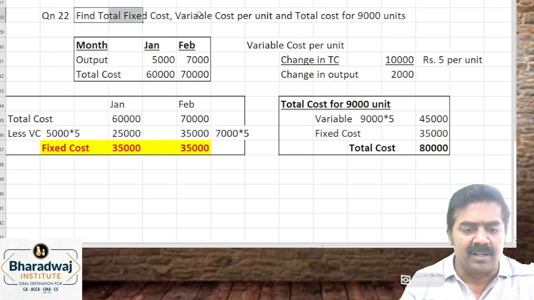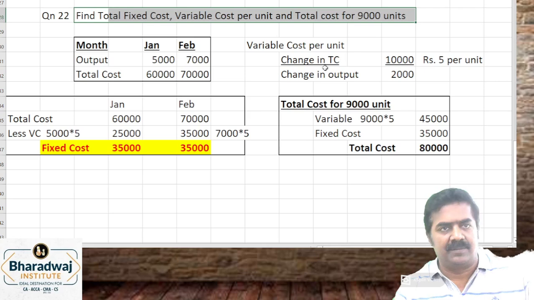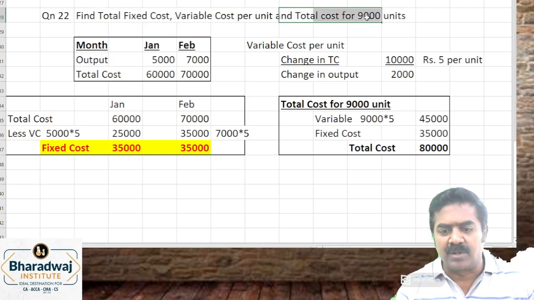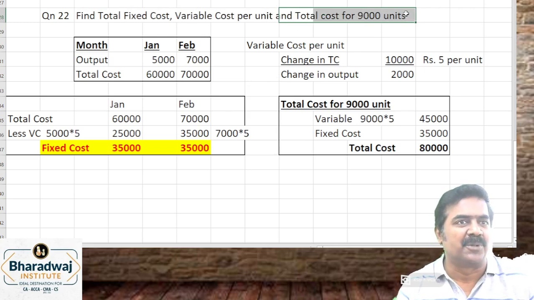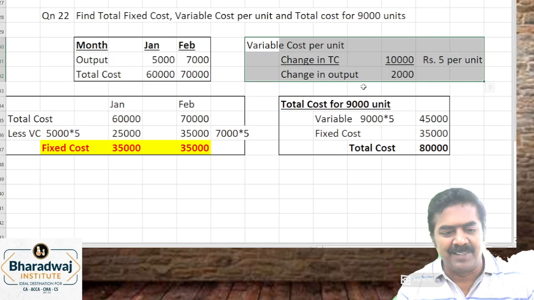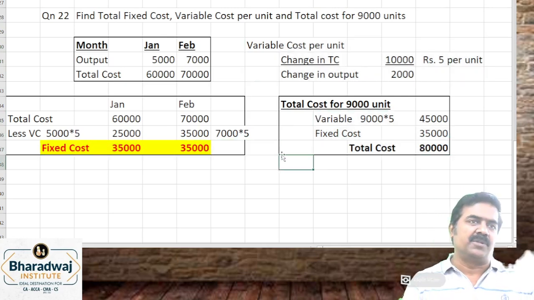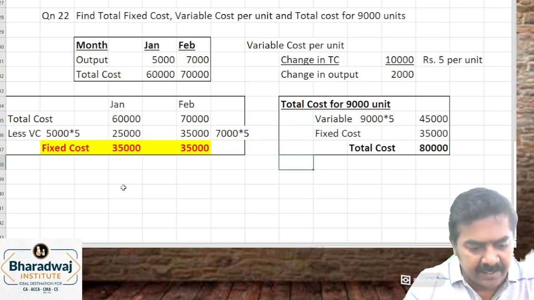They will not ask you all the three in one question. They can ask you any one. Suppose the question is find total cost for 9,000 units. Now what you have to work out? You have to work out all. Variable cost you have to work out. Fixed cost you have to work out. Then work out for 9,000 units.